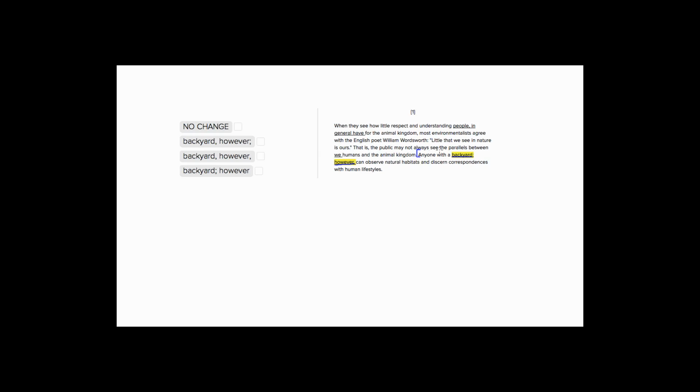So our subject is this, anyone with a backyard. And the action that they're carrying out, the verb, is they can observe. So we want to make sure that the subject is connected to this verb. So let's look at our choices.